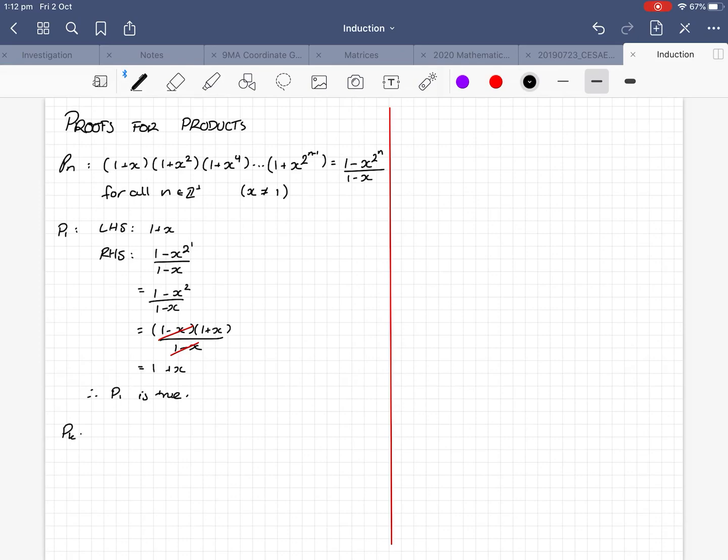All right, Pk. So we're going to let (1 + x)(1 + x²) all the way up to (1 + x^(2^(k-1))) be equal to (1 - x^(2^k)) over (1 - x). For Pk+1, it is probably helpful again to write what we want. So we want to show that (1 + x)(1 + x²), all the way up to (1 + x^(2^k)) is equal to, we're just going to replace k with k + 1.